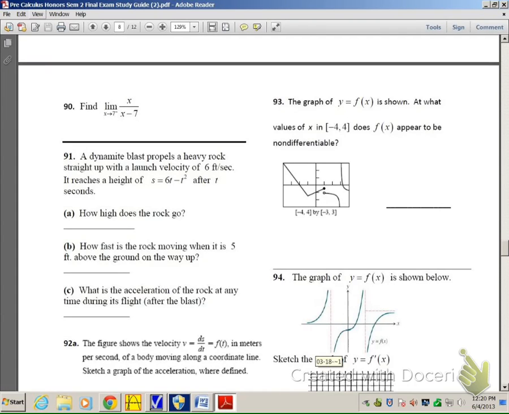Okay guys, we're going to go ahead and cross off number 90. We did not do that in class. We'll do that next year. Number 91, this is one of your favorite problems from the last test, so this will be an easy one for you.